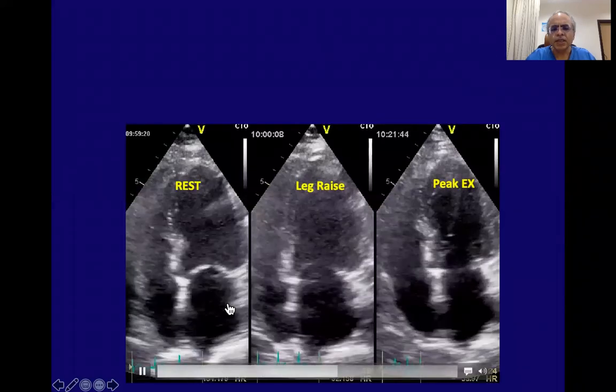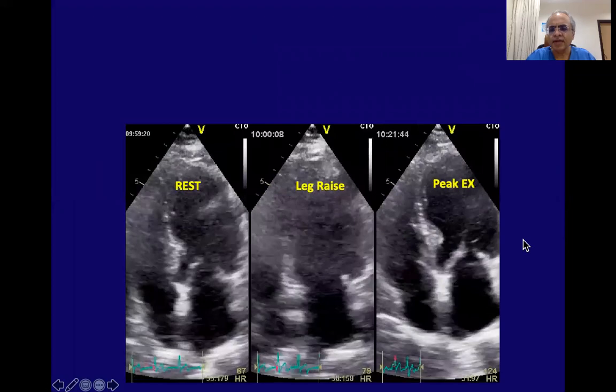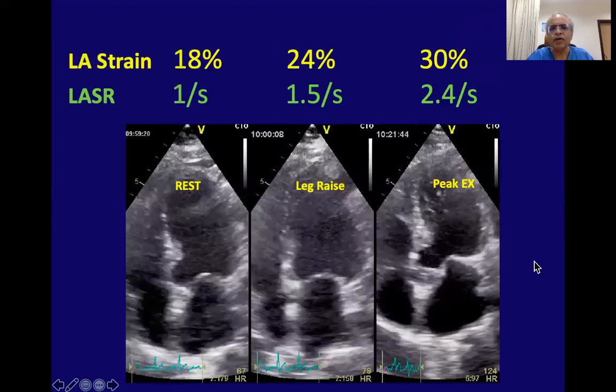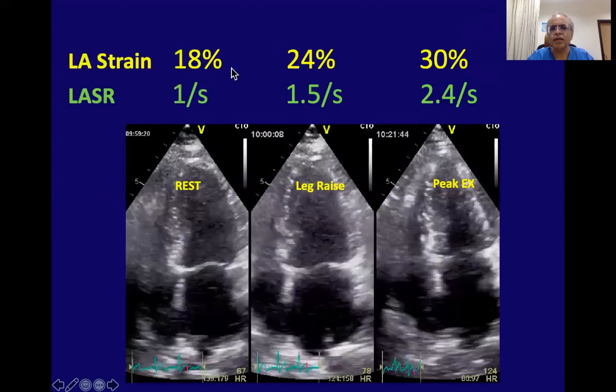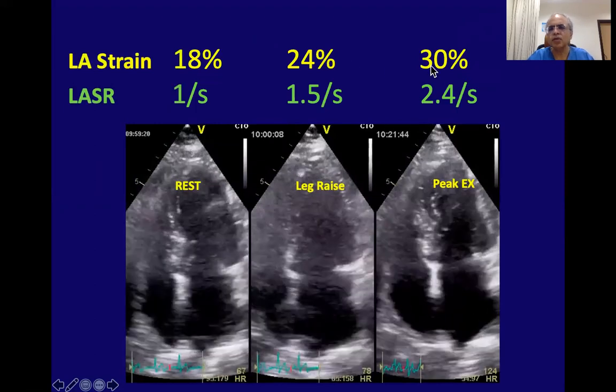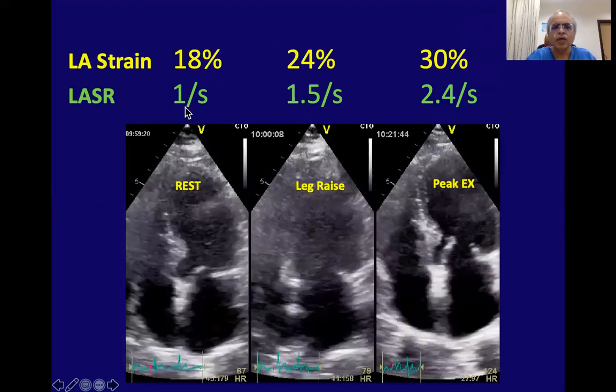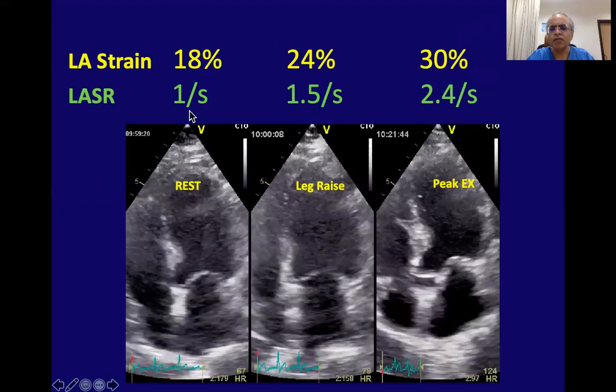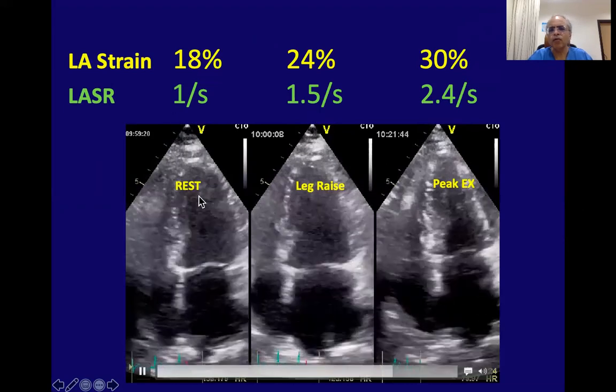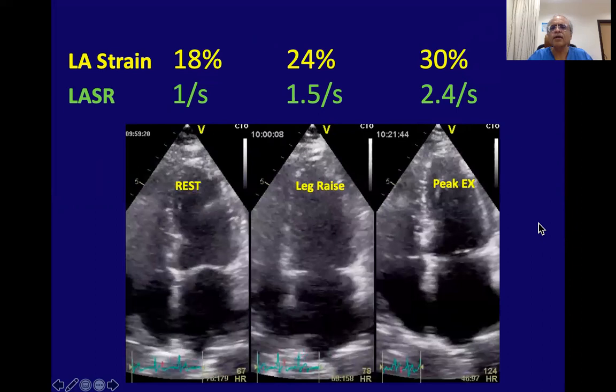Let us look at the patient's LS strain at rest, with leg raise and with peak exercise. And what we find is that the LS strain has increased from 18% to 24% with leg raise and to 30% with peak exercise. Also the strain rate has gradually increased from 1 to 1.5 to 2.4 from rest to leg raise to peak exercise.